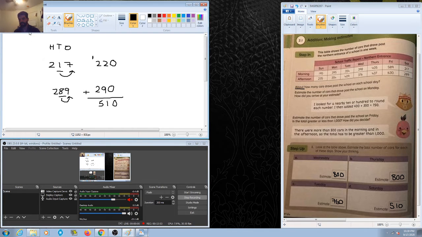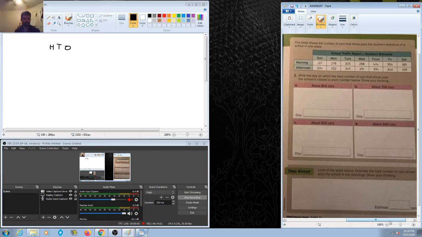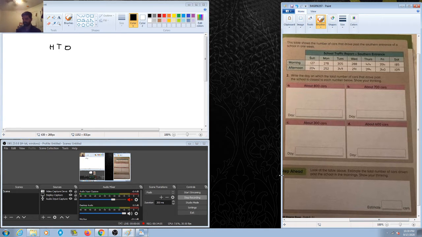Okay? Alright, let's look at the next page here, which looks at a very similar activity, but this is going to be looking at where sometimes our estimations have to be more specific because we have to find one particular answer, and if our estimations overlap between possible answers, we have to be more specific to get closer to an approximation. So it says this table shows the number of cars that drove past the southern entrance of a school in 1 week. So again, we have the days of the week in the columns, and then we have the morning and the afternoon split between 2 rows.